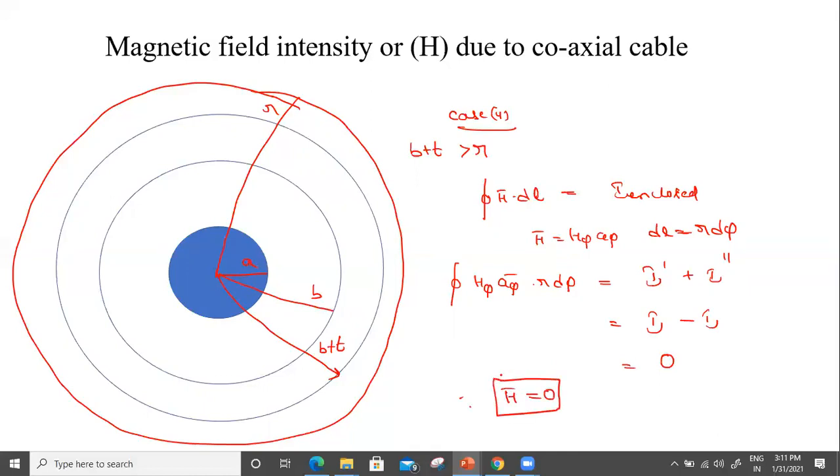So this is the solution, this is the method to find the magnetic field intensity of a coaxial cable in different cases. If R value is less than the inner conductor radius, that is case 1. If R value is placed between the inner and outer conductors, that is case 2. If R value is placed within the thickness of the outer conductor, that is case 3. If R value is placed outside of the cable, that is case 4. This is the magnetic field intensity due to a coaxial cable.